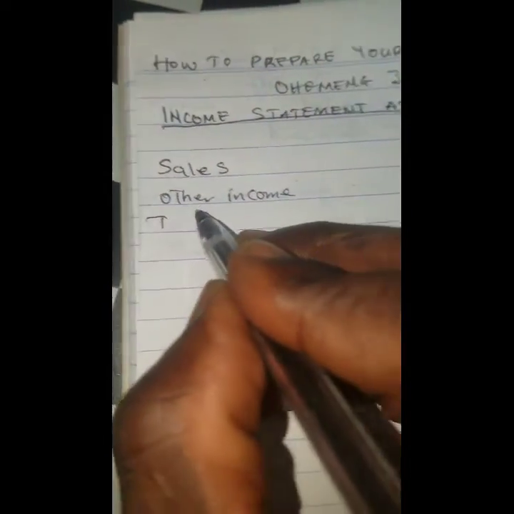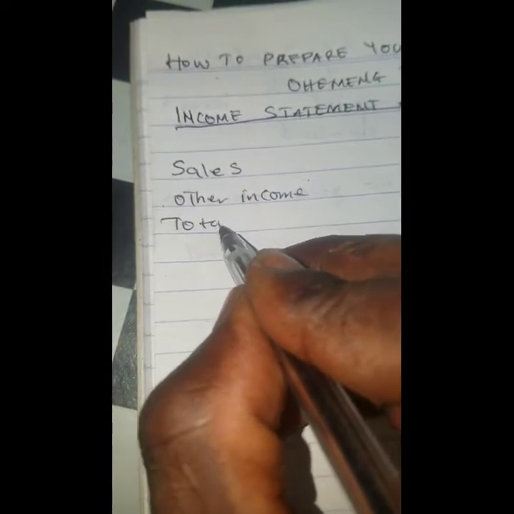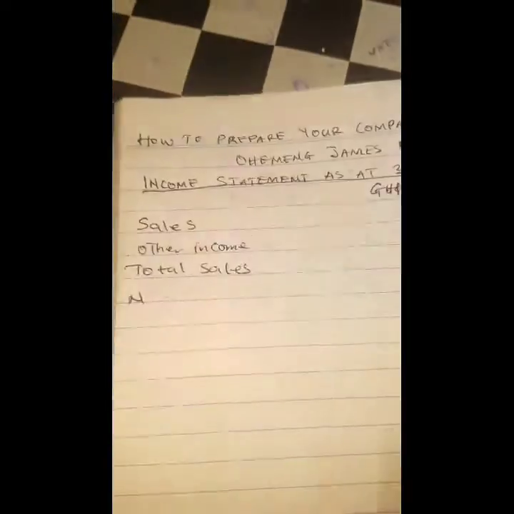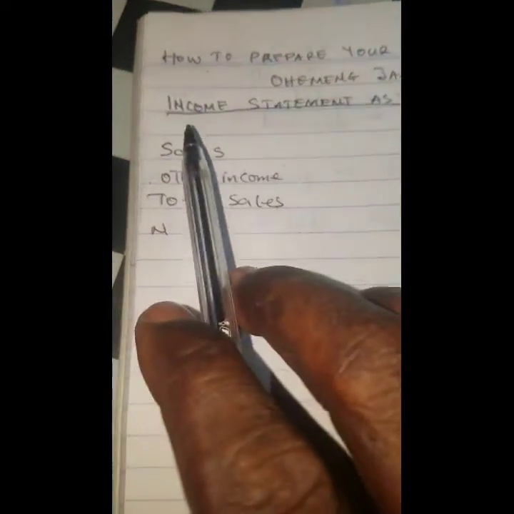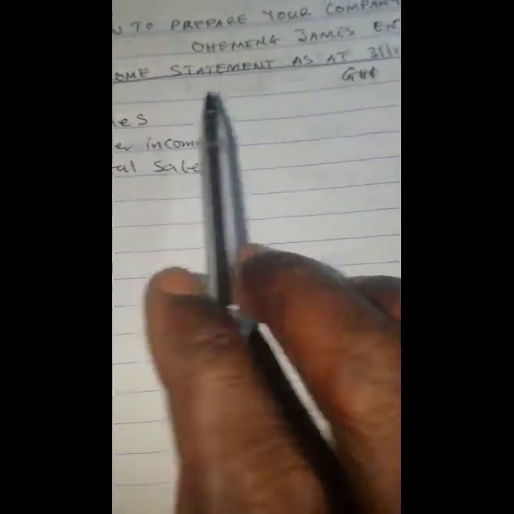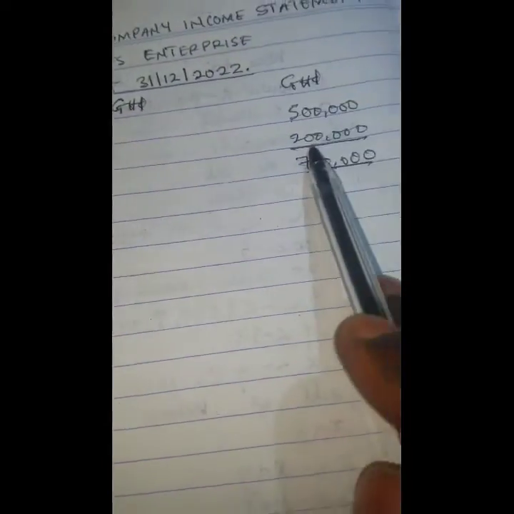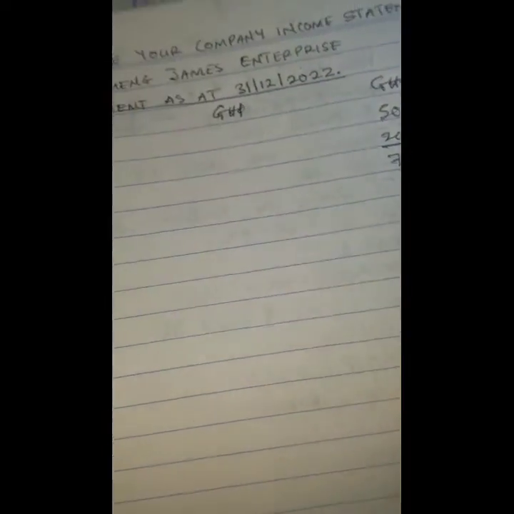700,000 Ghana cedis. That is called the total sales of the company. So when you have any repairs, it means your total sales for that accounting year was 500,000 Ghana cedis. Your other income from other investment is 200,000 Ghana cedis.